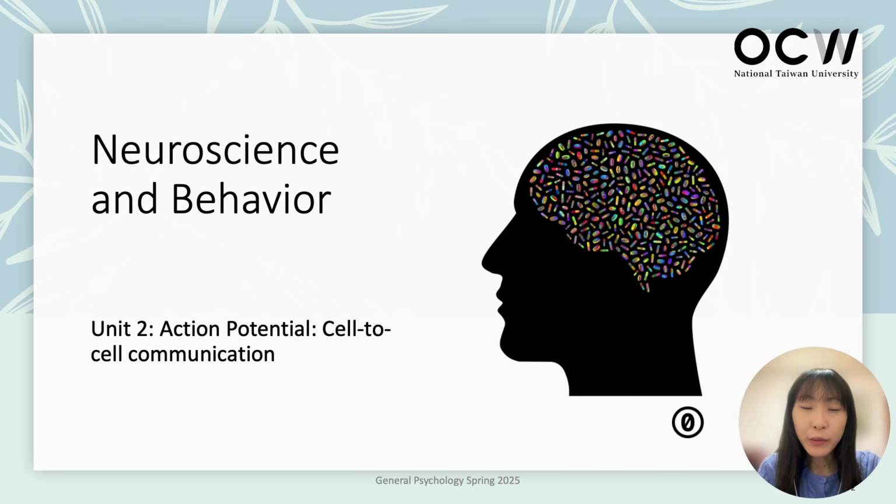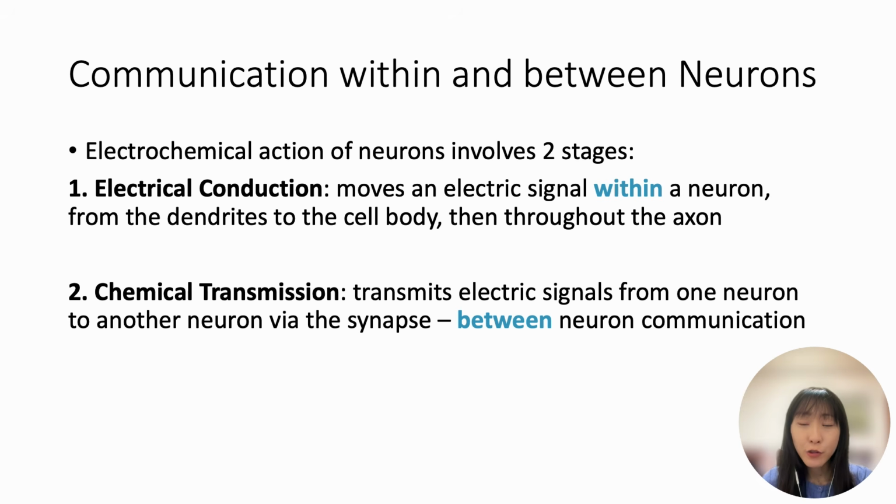In this video, we will talk about how neurons communicate with each other. There are two stages in neuronal communication. The first one is the electrical conduction, moving signals within a neuron. So we will move from the dendrites to the cell body and then throughout the axon. Then the second stage is the chemical transmission. So this is the between neuron communication. So we will move the signals from one neuron to another at the synapse.